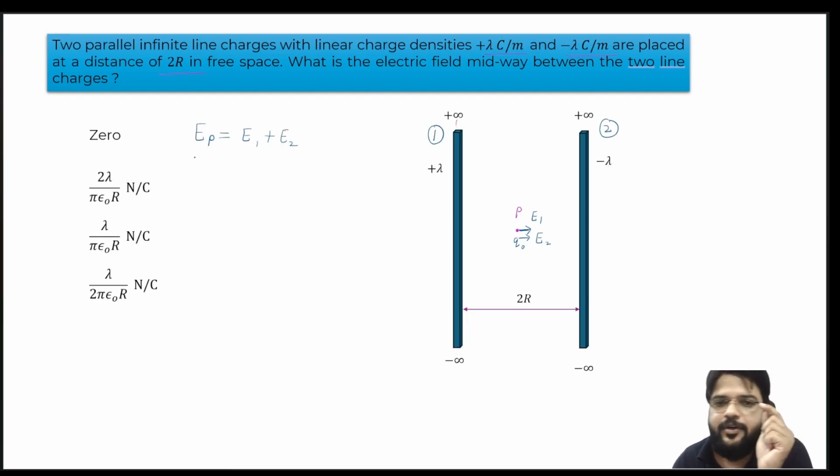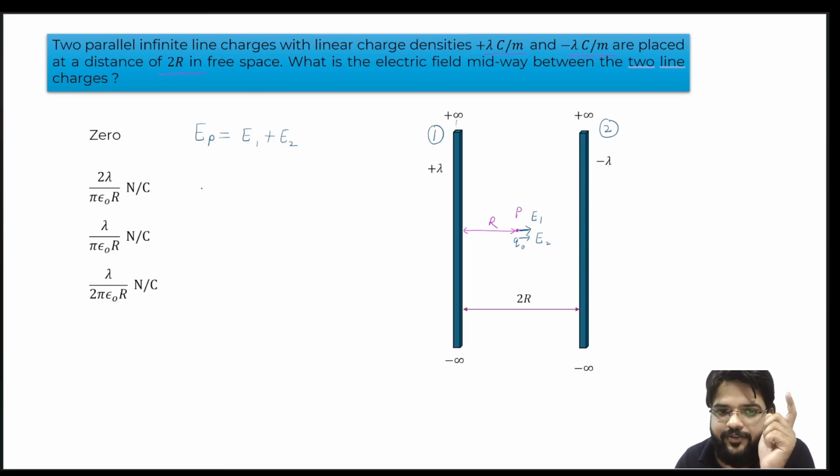Now we know one thing, everyone: due to an infinite wire, the electric field at distance r can be written as what? Do you know the formula? Yes, we know this formula. It is 2k lambda by r. The complete formula is k lambda by r times (sine theta 1 plus sine theta 2). Theta 1 and theta 2 for an infinite wire are 90 degrees, correct? Sine 90 is 1. That's why after simplification we get 2k lambda by r.